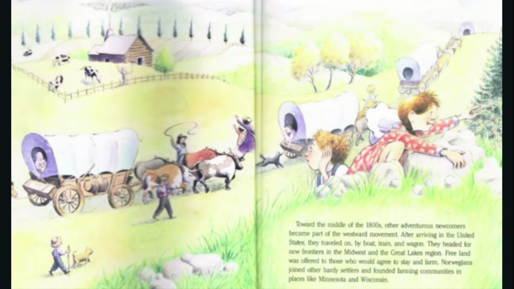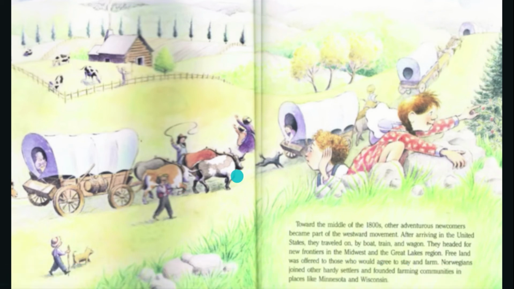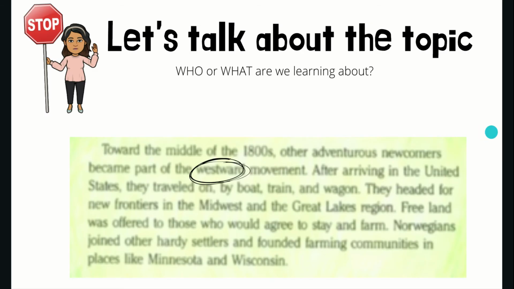Now, before we work on our thinking steps, I want you to take a closer look at this illustration. What do you notice in our illustration here? I don't know about you, but I'm seeing a long line of wagons moving out of the little village that they're in.